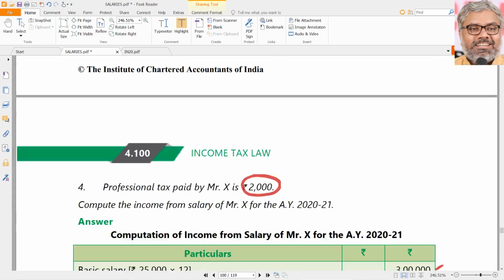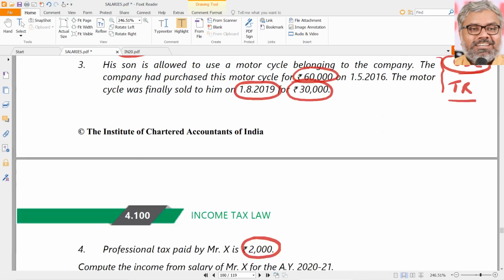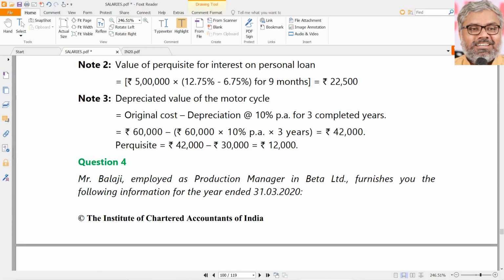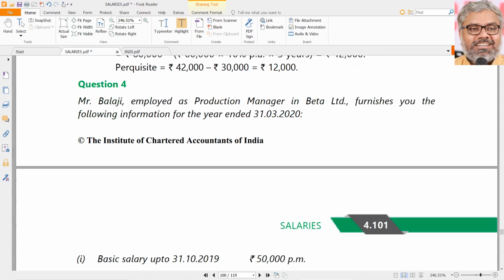Solution is there, but don't look at the solution. Do this one and then check with the solution. That is the best way of practicing the questions. Okay. Then, question number 4.